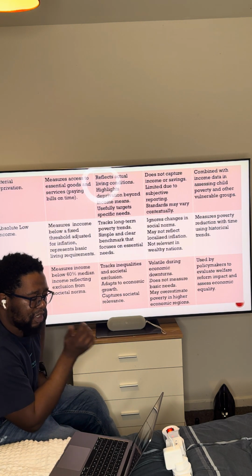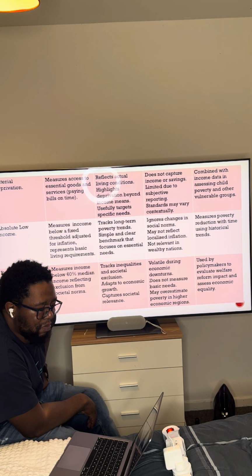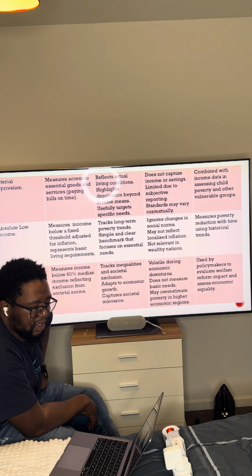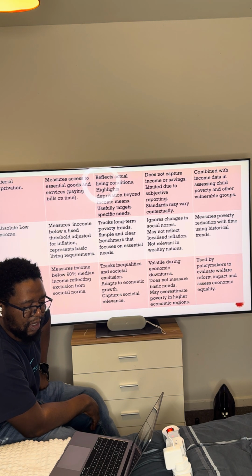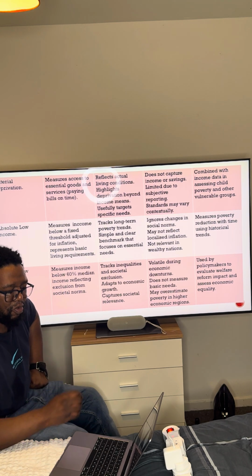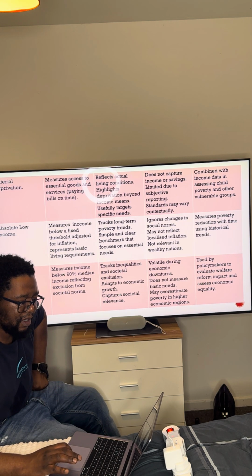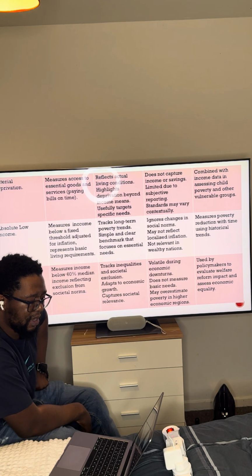Next one is material deprivation. Description: measures access to essential goods and services. Strengths: reflects actual living conditions. Weaknesses: does not capture income or savings, and is limited due to subjective reporting. Example: combined with income data to assess child poverty and other vulnerable groups.